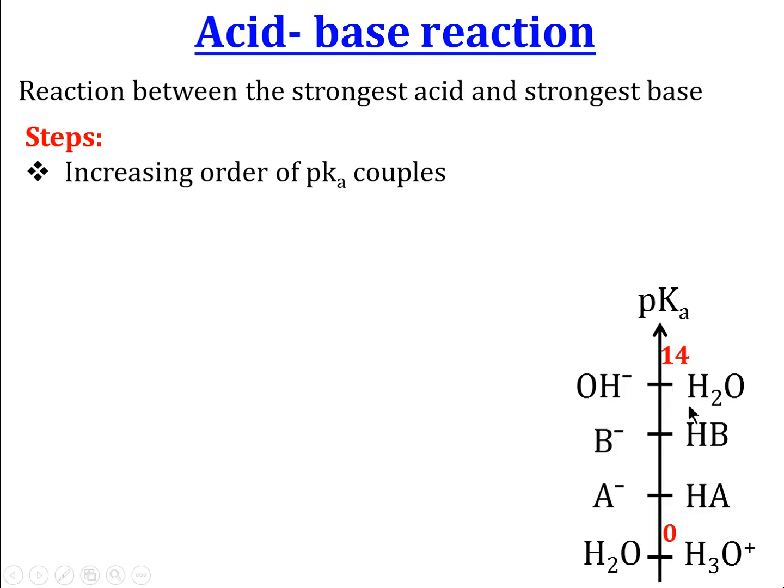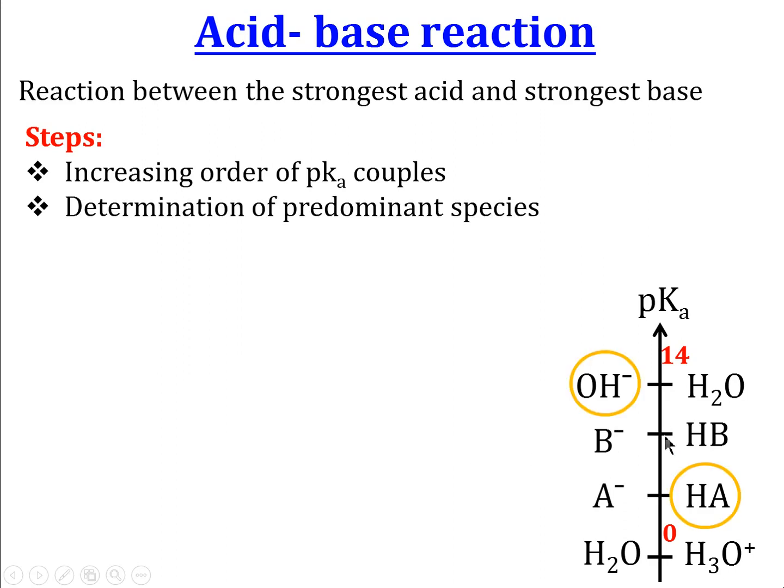Step 1: increasing order of pKa, and we have two references, H2O/H3O+ of pKa 0, and OH-/H2O of pKa 14. OH- is the strongest base, and H3O+ is the strongest acid. Then we put the couples involved in the reaction according to the data given.